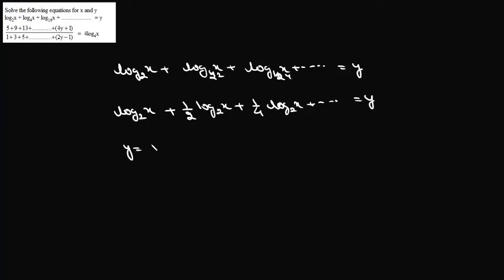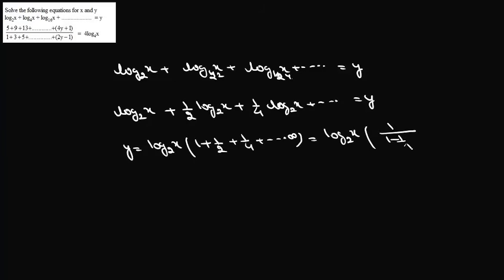We take log x base 2 common, and then we are left with this infinite GP 1 plus 1 by 2 plus 1 by 4 up to infinite, which is log x base 2 times a upon 1 minus r. So it will be 2 log x base 2. So that's your y, answer to the first equation.